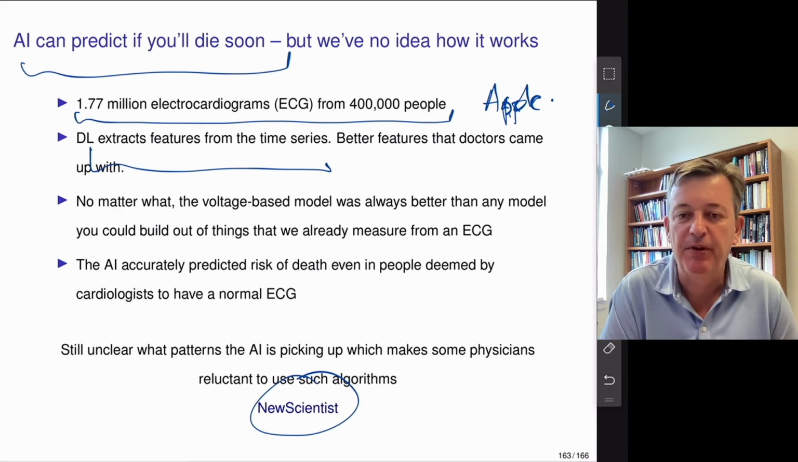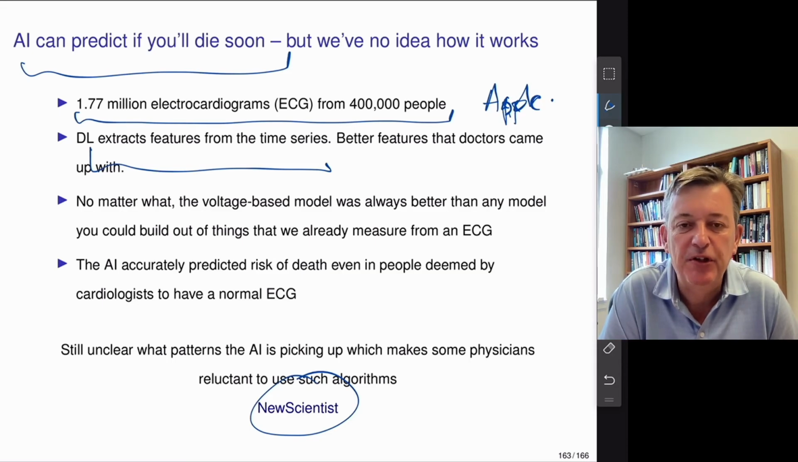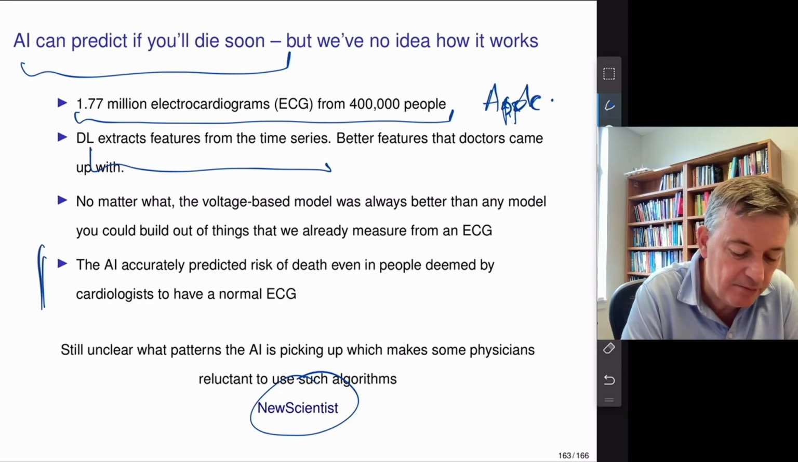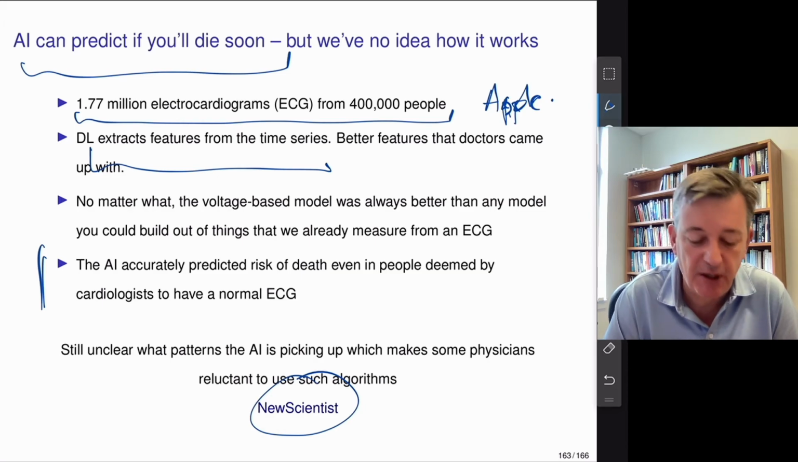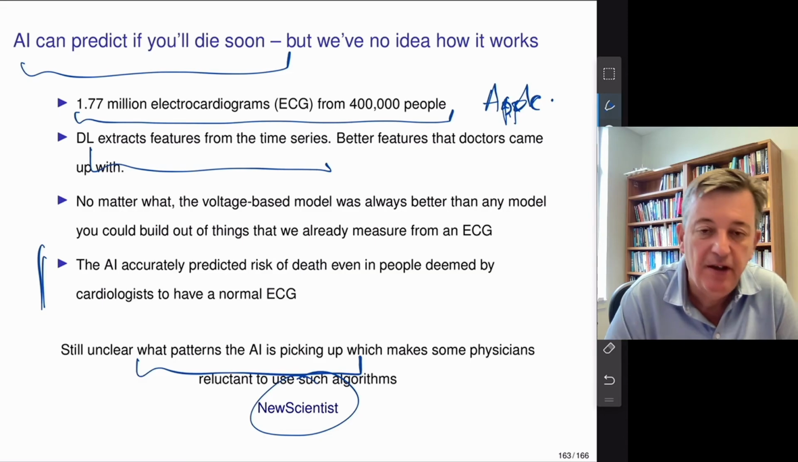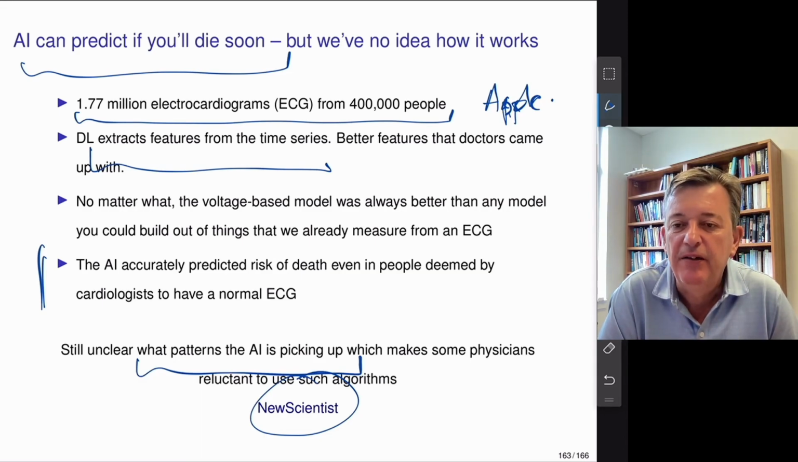I mean, doctors can be very good, but with such a huge big data set and such good pattern matching skills that these AI algorithms can come up with good things. And the article found that AI predicted the risk of death more accurately than physicians. Although, as I said, there's always this duality that sometimes it's unclear what patterns that AI is picking up, and physicians are sometimes reluctant to use such algorithms.